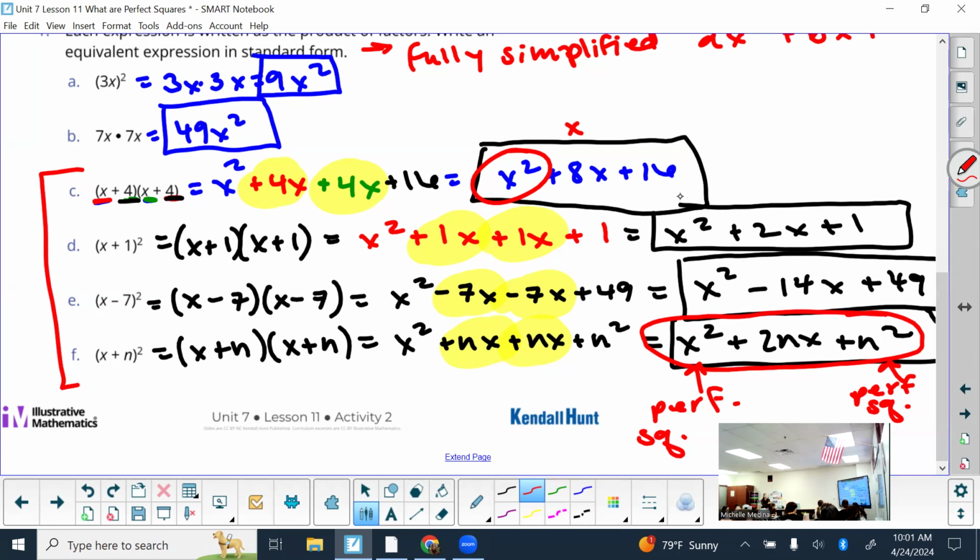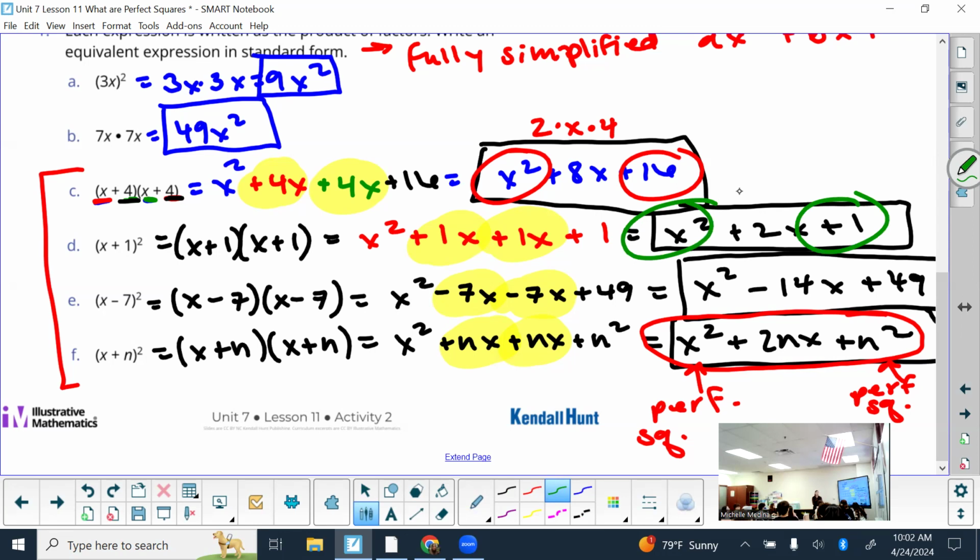Square root of 16 is what? 4. And then the middle term is always 2 times the square roots of your first and your last term. So 2 times x times 4 is 8x. And that's true for all of these. This is a perfect square. This is a perfect square.